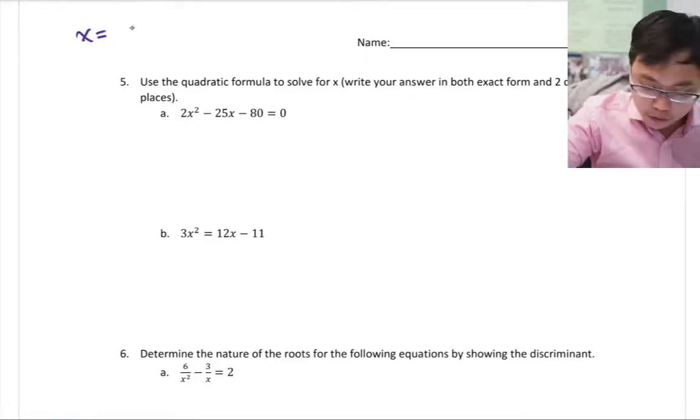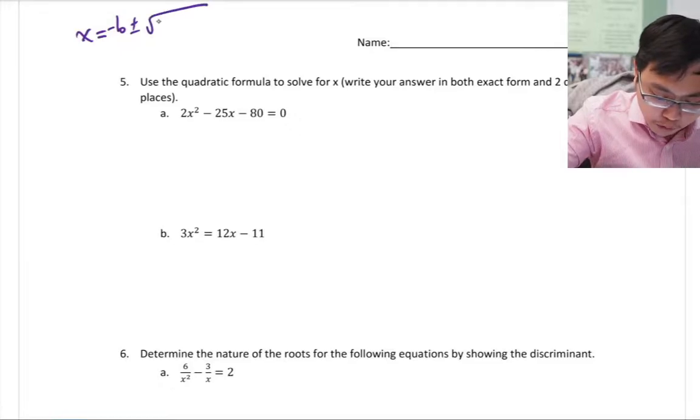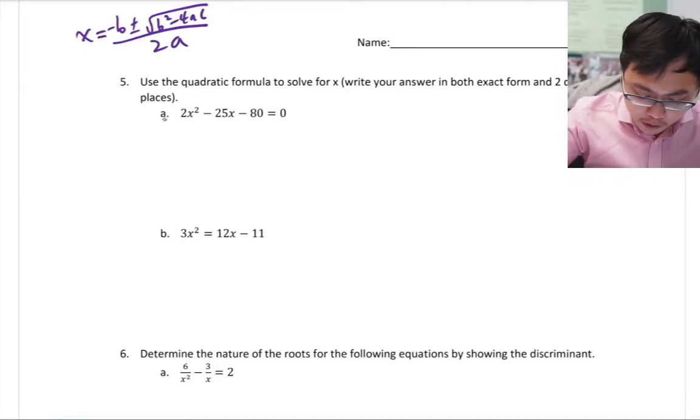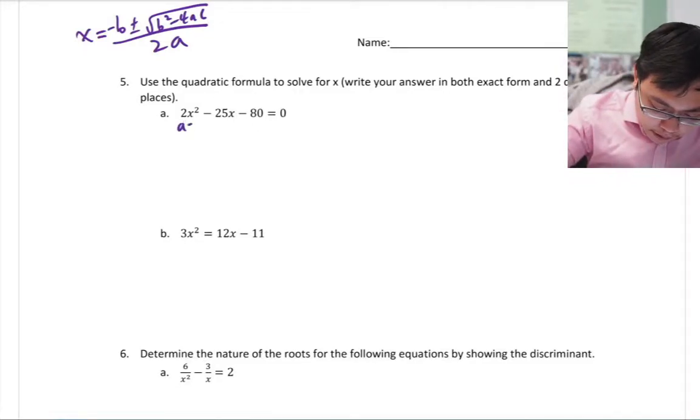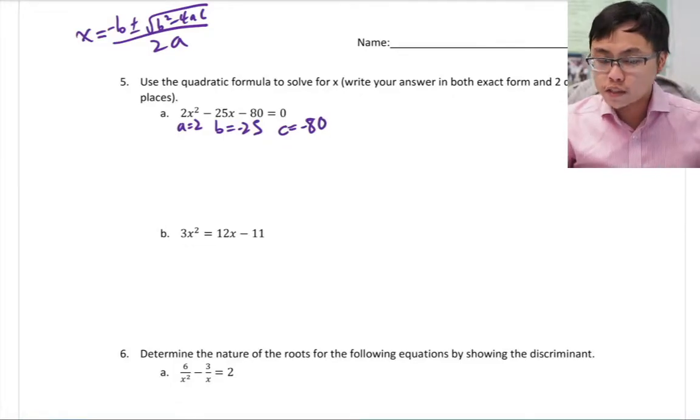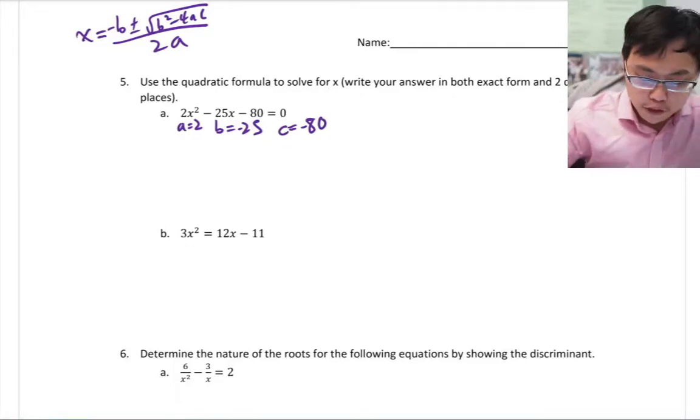x is equal to negative b plus or minus the square root of b squared minus 4ac, all over 2a. So let's look at the first equation. a is equal to 2, b is equal to negative 25, and c is equal to negative 80. The numbers are not so nice, but let's just plug them into the equation.